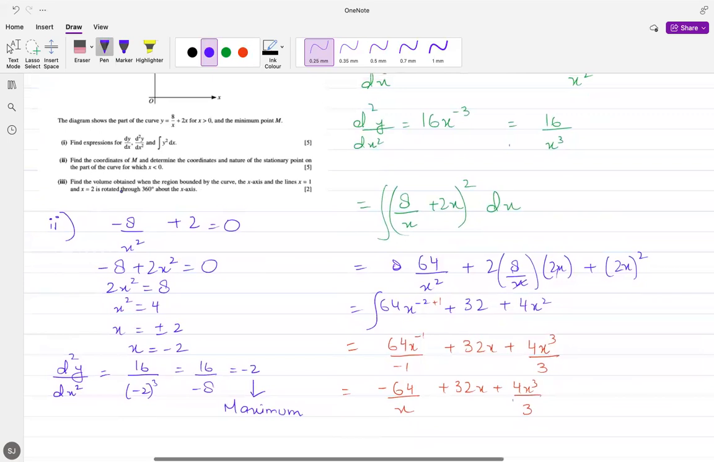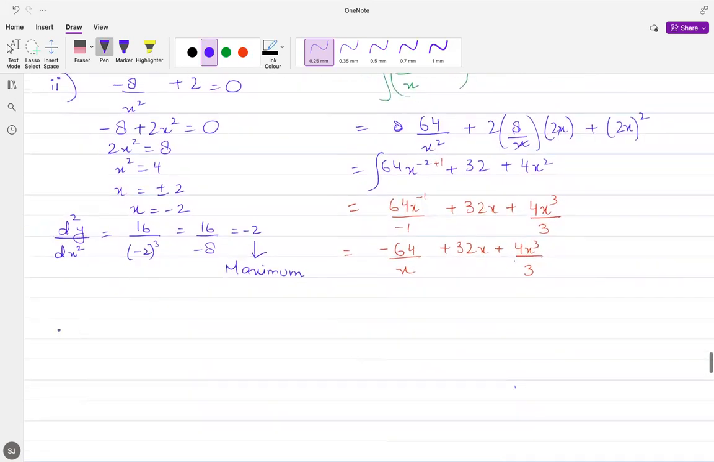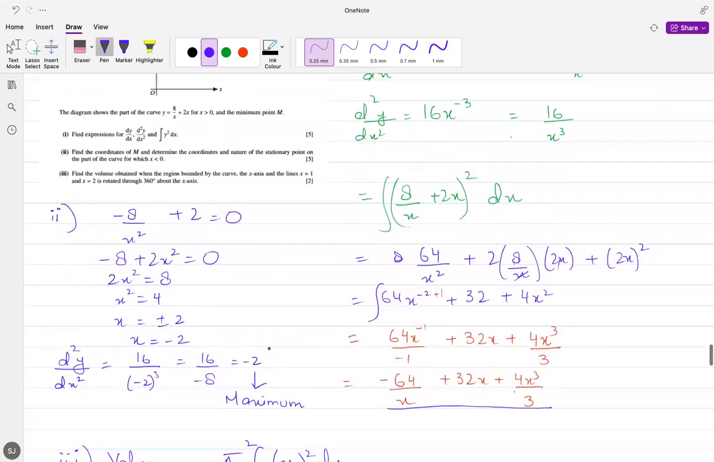In part 3, we have to find the volume obtained when the region bounded by the curve, the x-axis, and the lines x equals 1 and x equals 2 is rotated through 360 degrees about the x-axis. So to find the volume, the formula is volume equals pi times the integral of the square of the function y. Now, we had already found that the integral of y squared was minus 64 upon x plus 32x plus 4x cubed upon 3. We just have to apply the limits 2 and 1.